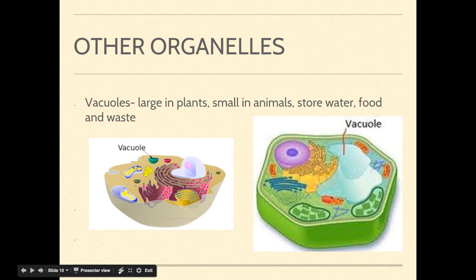Alright, there's some other organelles you should be aware of. But I'm not going to put quite as much emphasis on these, but you should know them. Vacuoles are found in both plant and animal cells, but as you can see in the diagrams, in plant cells they're much larger. This is what gives the plant cell its shape. And in both of these, they will store water, food, and waste.